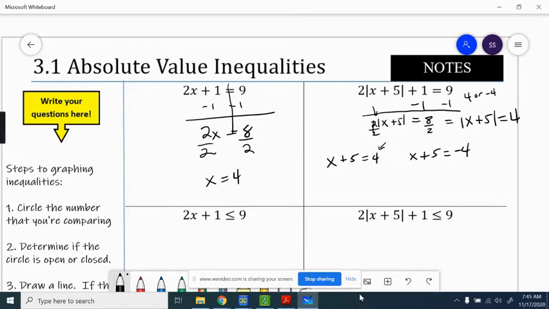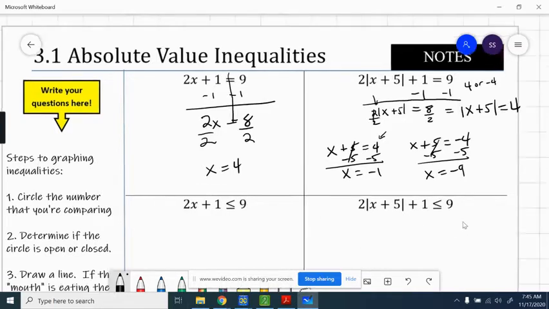Okay, and then I solve. And it's going to be solving the same steps. I'm going to be subtracting 5 on both sides. X is equal to 4 minus 5, which is negative 1. And do the same thing over here, subtract 5 on both sides. And I'm left with x is equal to negative 9. All right, so those are my two options for x.